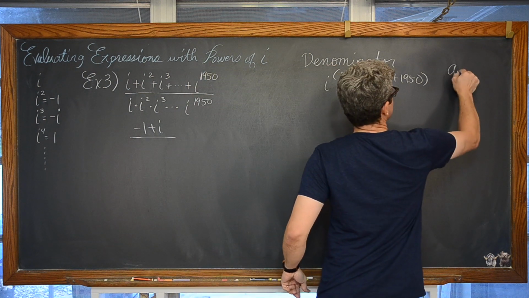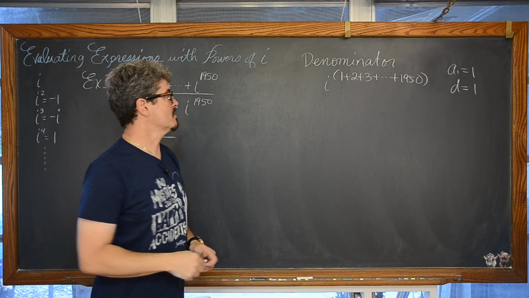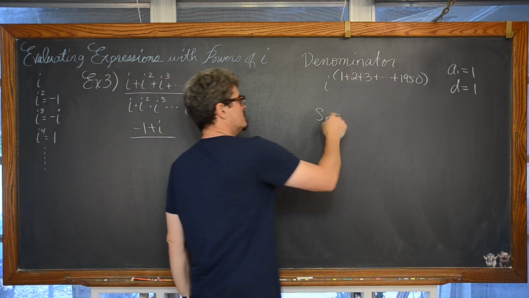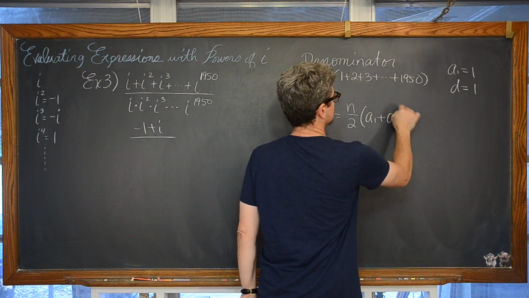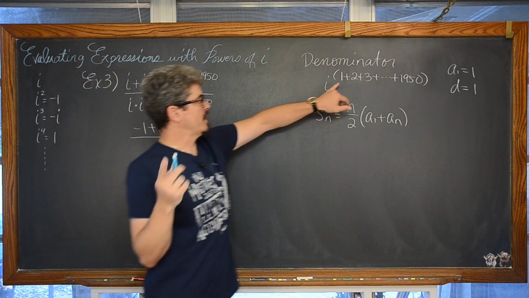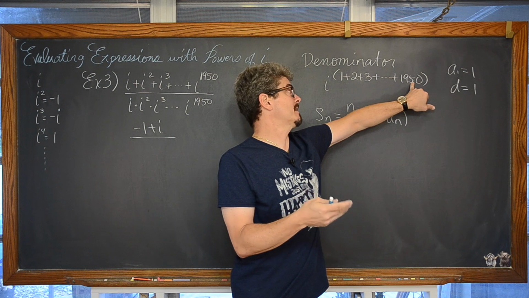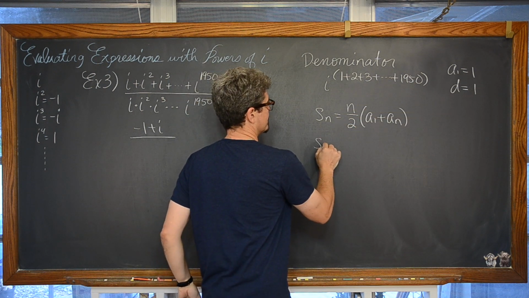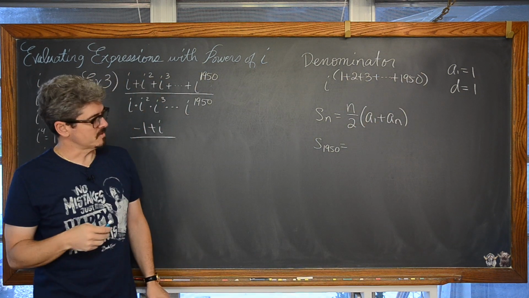So our a sub 1 term is equal to 1, and our d is also equal to 1, because we're just adding 1 to get the next term. And the partial sum for an arithmetic series is S sub n, which is equal to n over 2 times a sub 1 plus a sub n. Well, again, we have a first term which is equal to 1, and we are simply adding 1. So it's not too complicated to figure out that n here is equal to 1950. So we're finding the partial sum of the first 1950 terms of our arithmetic series here.